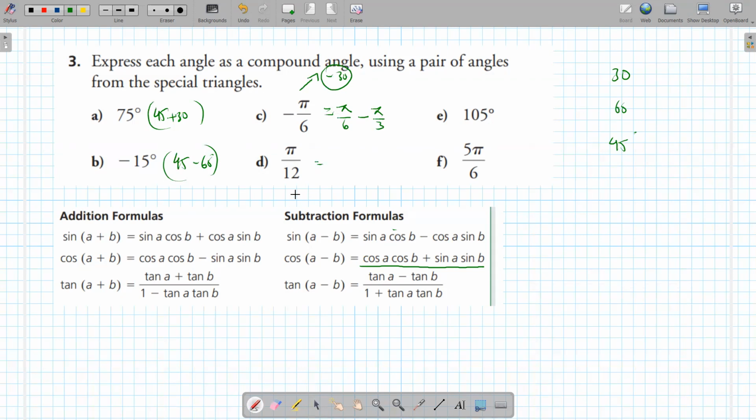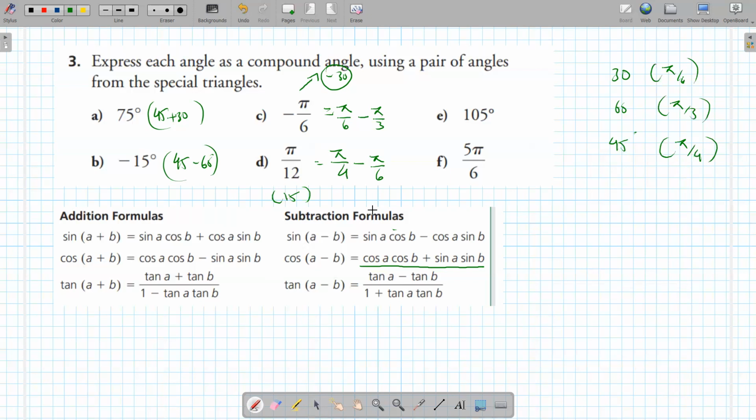Pi over 12, I think, is 15. Let me just double check that. Yeah, it is. So this is pi over 6, this is pi over 3, and this is pi over 4. Pi over 12 is 15. How can we get that in terms of radian measures from those three angles? Pi over 6 minus pi over 4. So for D, it'll be the other way around. It's positive 15, so it'll be pi over 4 minus pi over 6.